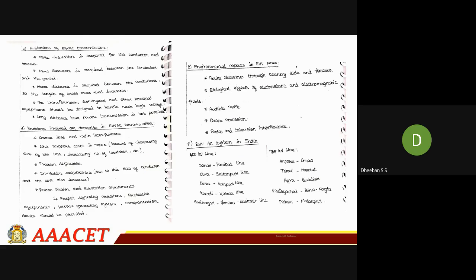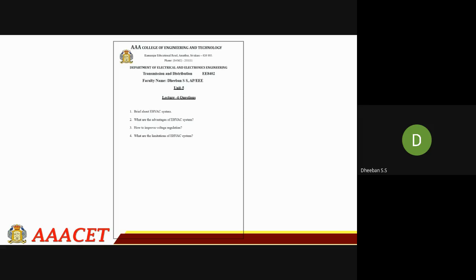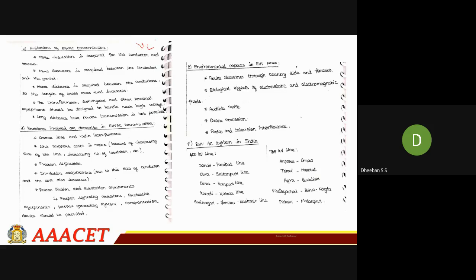Next, coming to the limitations. As the voltage level is increased, you are increasing your VL, so you need more insulation, both for your conductors as well as your towers. Again, more clearance is required, which we have seen with respect to sag. More distance is required between the conductors, so the length of the cross arms used increases. The transformers, switchgear, and other terminal equipment should be designed to handle high voltage.